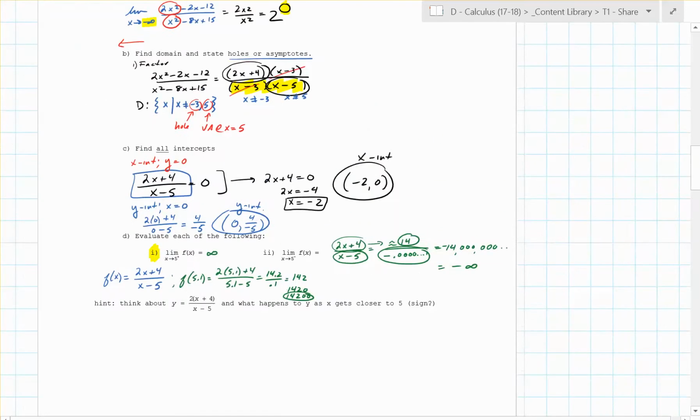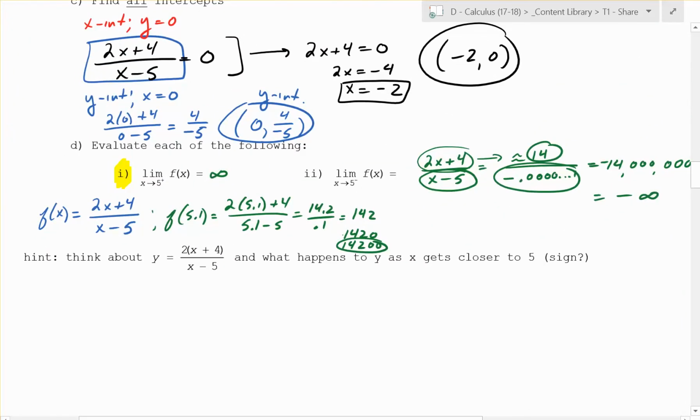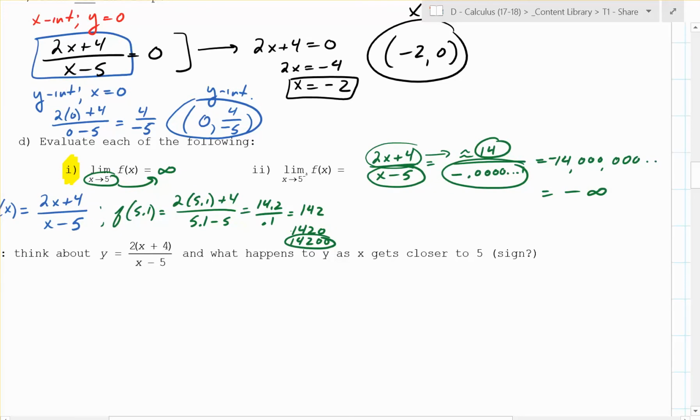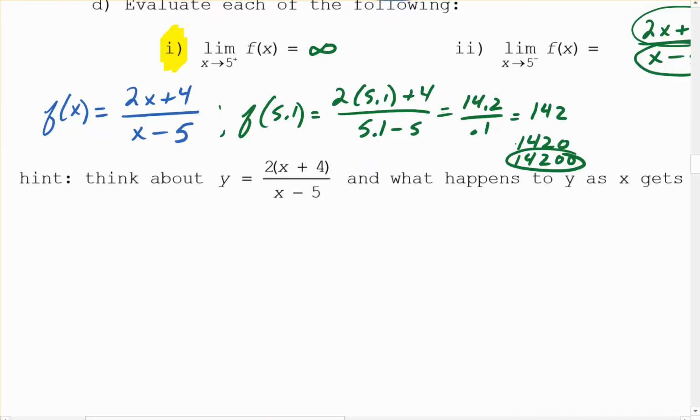So the limits tell us that as you approach 5 from the right, it goes to infinity. And as you approach 5 from the left, you get negative infinity. One thing that's important to note is an error right there. That should be a 2. You might have noticed that.